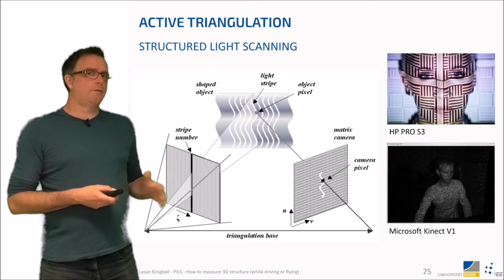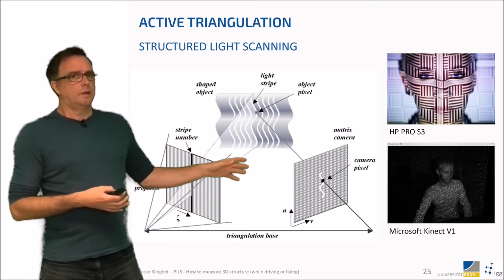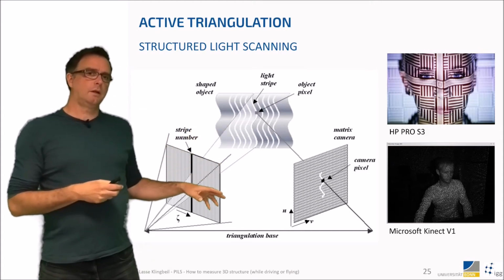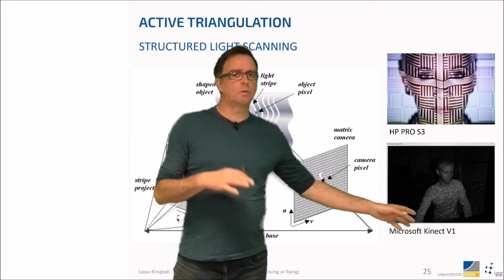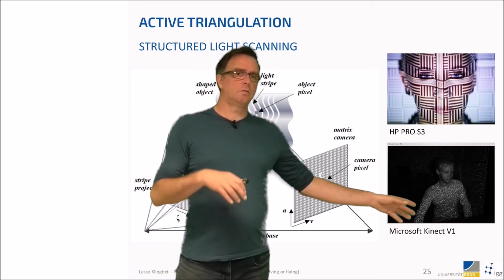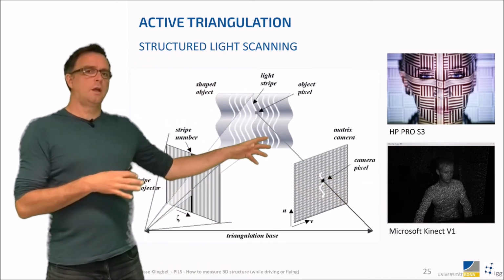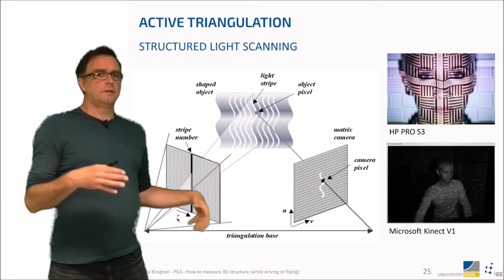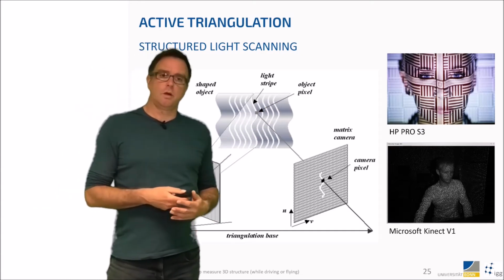And just to have the list complete, sometimes there are some patterns projected to the object. Like here, this is a pattern which was used in the Microsoft Kinect, which was one of the first of those sensors which was commercially available. They project the pattern to the object and then film this pattern with the camera. And they can also do this triangulation based reconstruction of the 3D structure of the object.